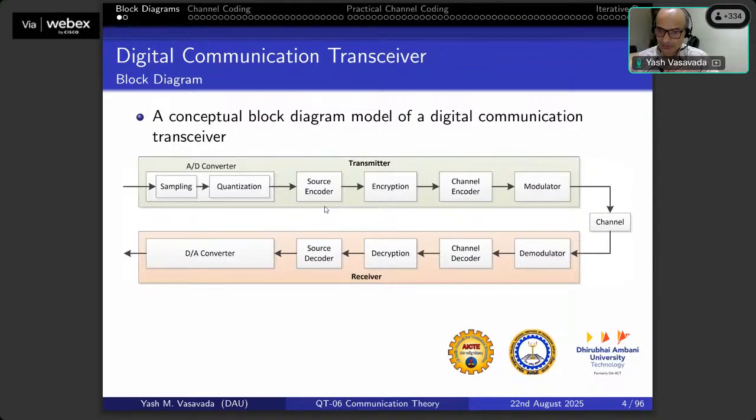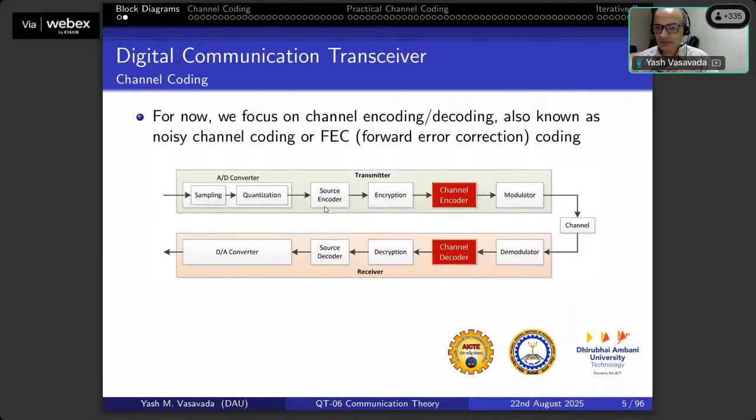So today we are going to do the next topic, which is the channel encoding and channel decoding, which is this topic of forward error correction coding, error control coding, or noisy channel coding. Okay.